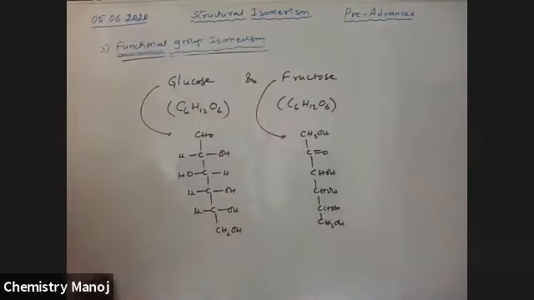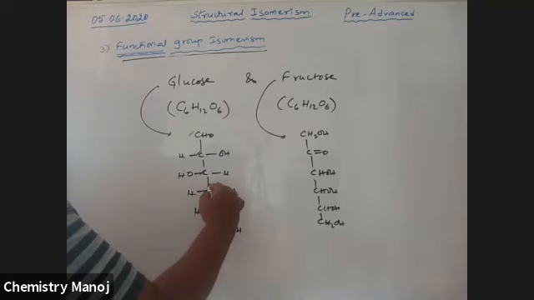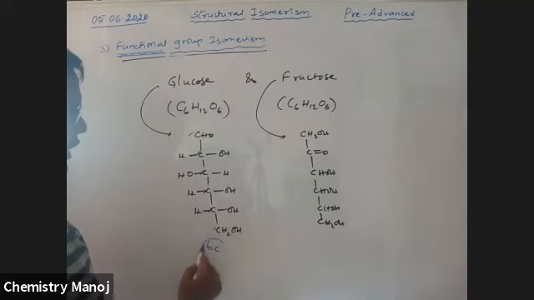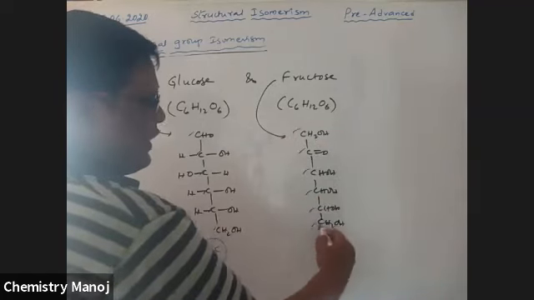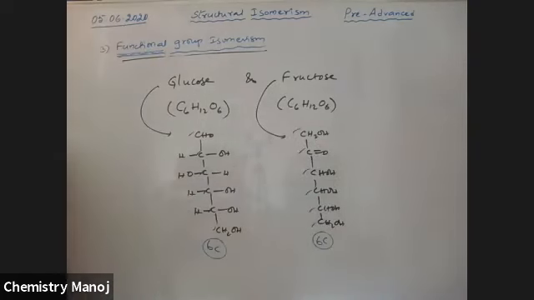Here the longest chain contains how many carbons? Is there any change? 1, 2, 3, 4, 5, 6, a 6 carbon chain. Here also 1, 2, 3, 4, 5, 6, a 6 carbon chain. That means the longest chain is not changed, so these are not chain isomers.